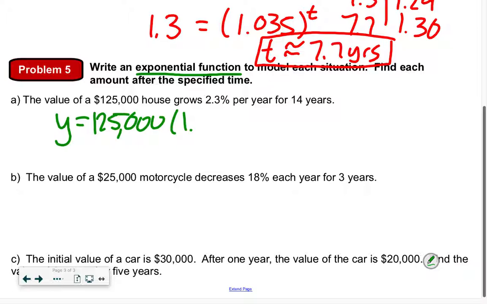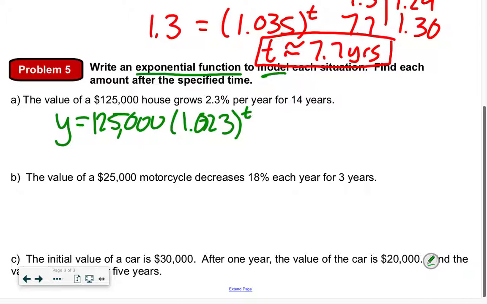Can I go straight to the decimal? Okay, what's it going to be? 1 point what? 1.023 to the t power. That's my model, okay? That's for our model.